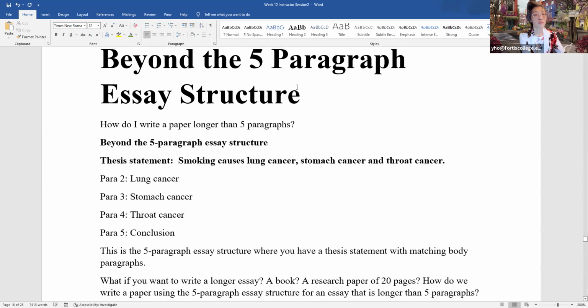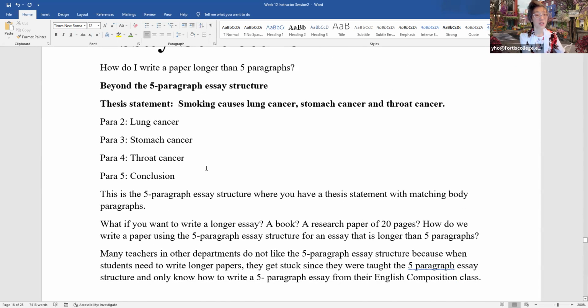Beyond the 5-paragraph essay, you would just turn it into chapters, or you could have a heading. And then if you're going to write two paragraphs on lung cancer, then you need to write 2 paragraphs on stomach cancer, 2 paragraphs on throat cancer, whatever number of paragraphs, they should all be even. And so that would be the amount you would write for a capstone paper.